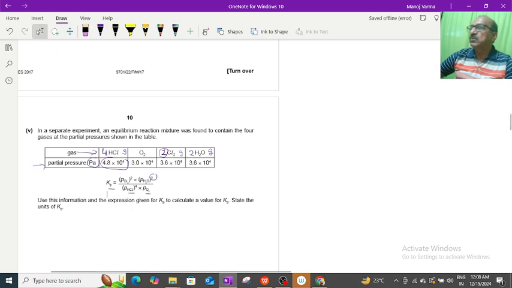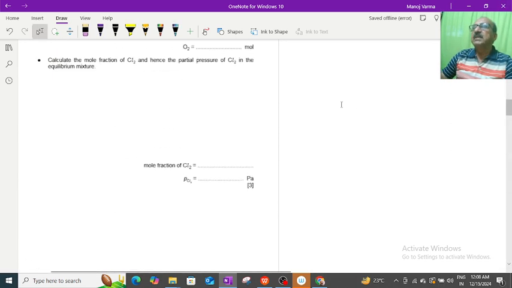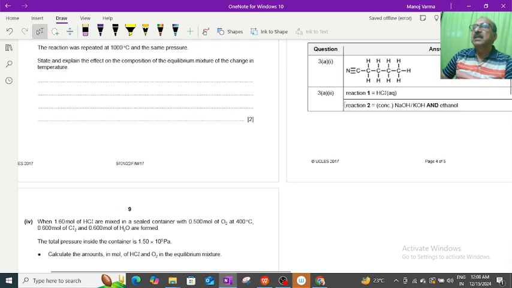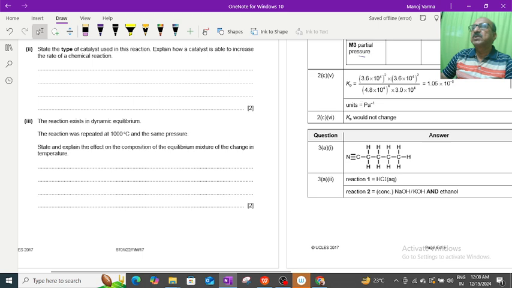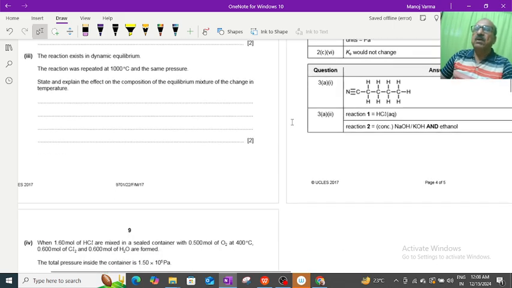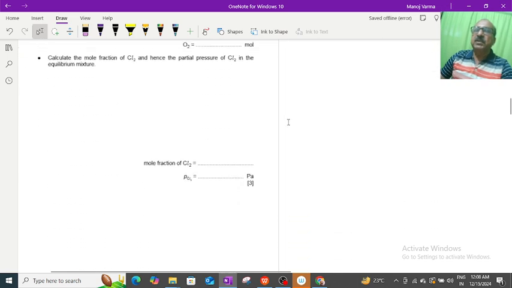When you do that, it's very easy to see what value you get. They have put these values in and solved it, and you get the value, which is 1.05 × 10^-5. So this is the value. Now what about the unit? The unit is Pascal raised to minus 1. Now how did you get that? Let me explain.